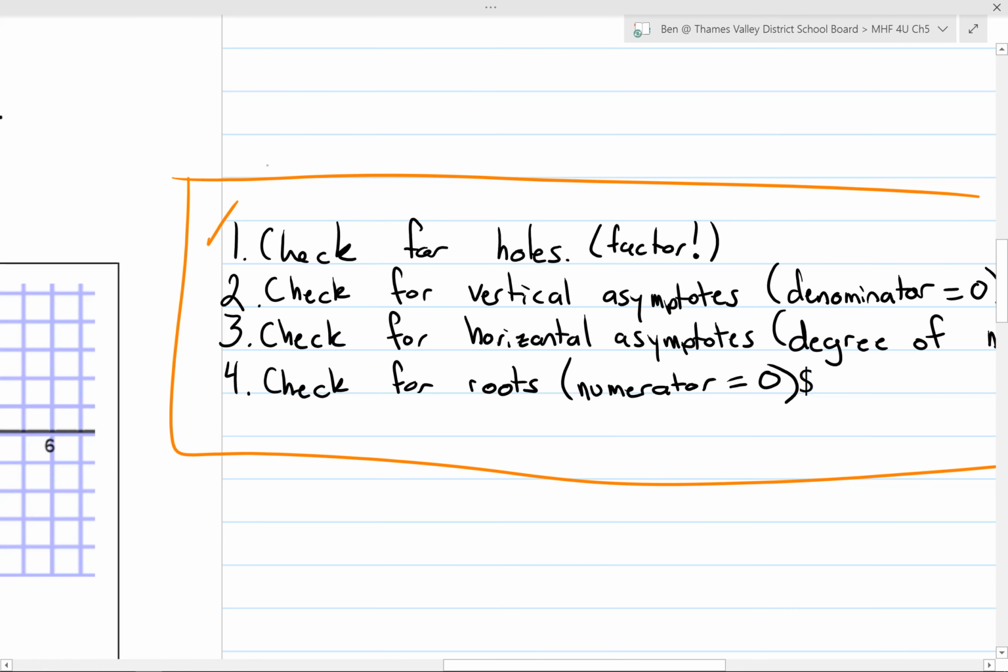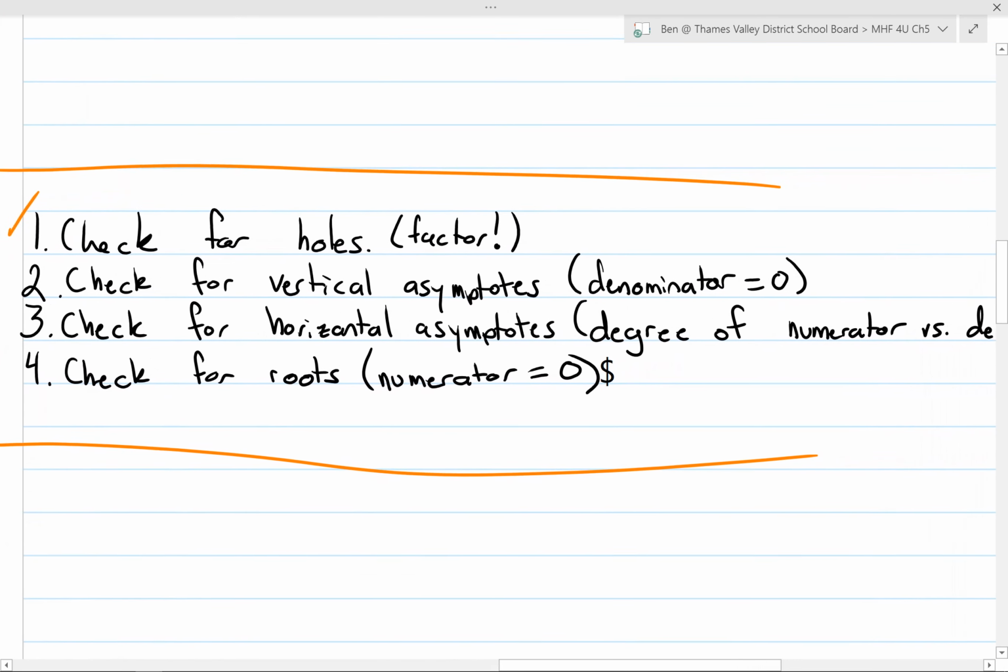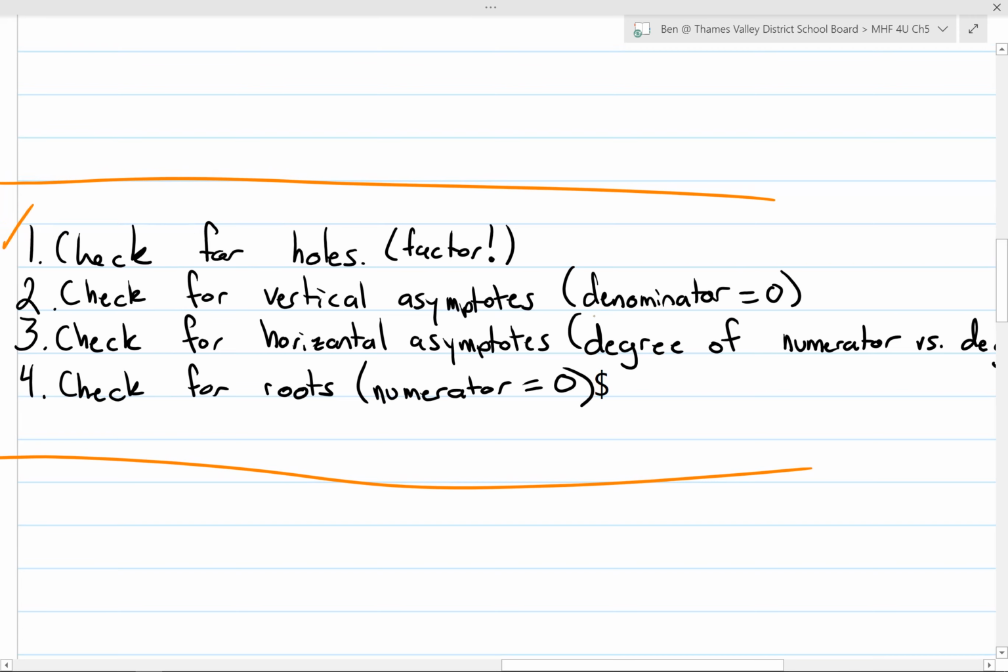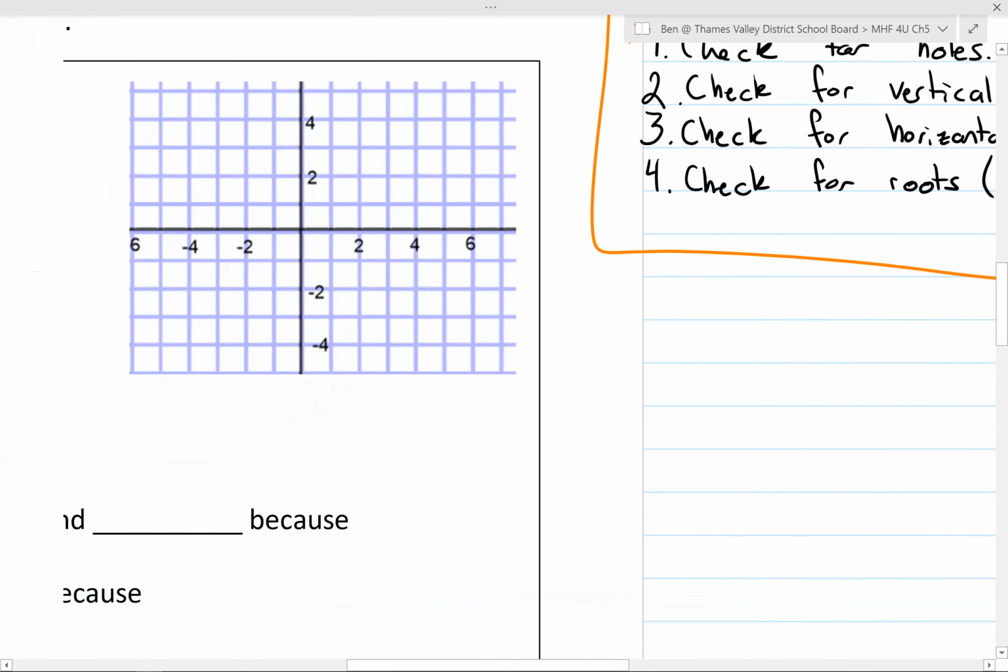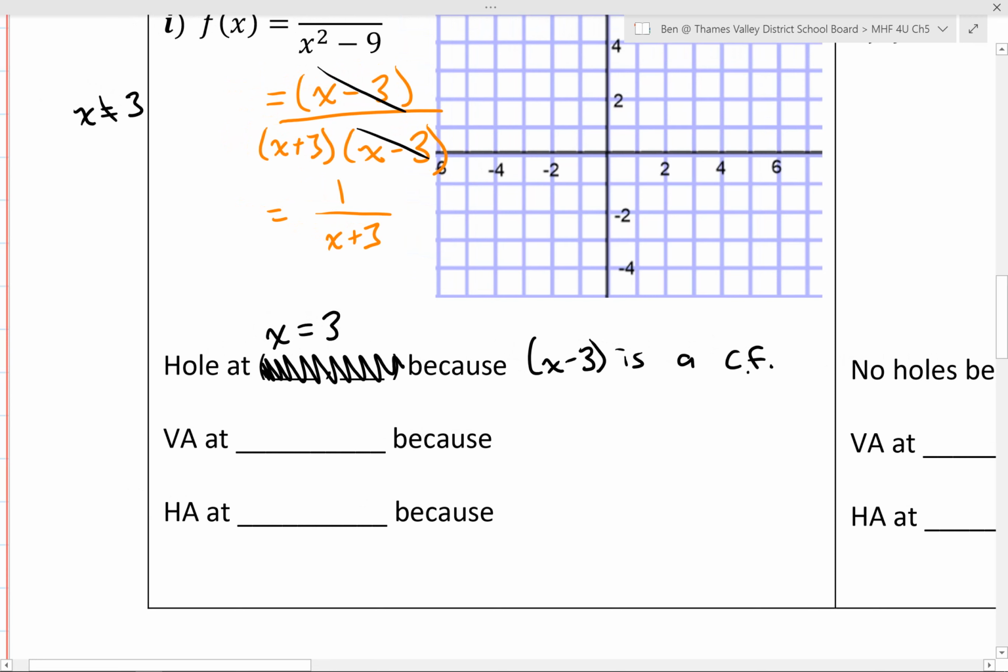So we checked for holes. We did that by factoring. Next, we're going to check for vertical asymptotes, and those are going to come in where my denominator equals 0. Okay, so I can set my denominator equal to 0. That's x plus 3 equals 0, and that means that x equals negative 3. So there's a vertical asymptote at x equals negative 3 because x plus 3 is a factor of the denominator.